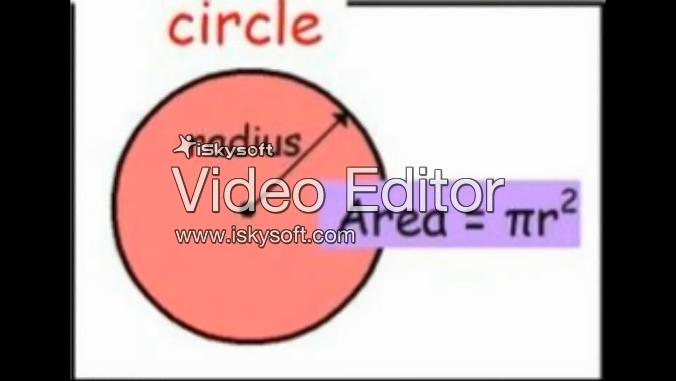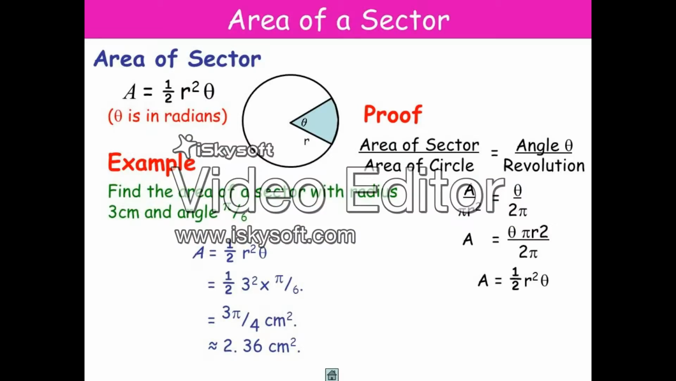But in terms of trigonometry, we don't want to find the area of the whole circle. We usually cut the circle into a slice, and that is the area we want to find. In this case, we use the formula 1 over 2 times the angle times the radius squared.